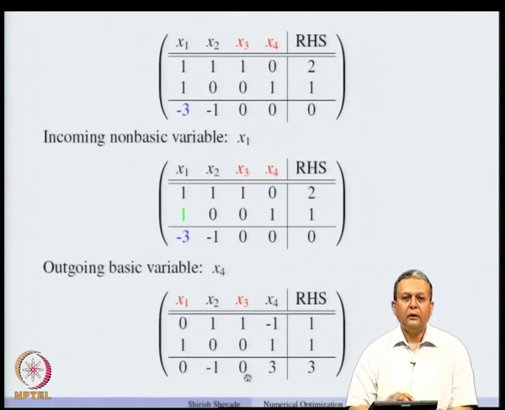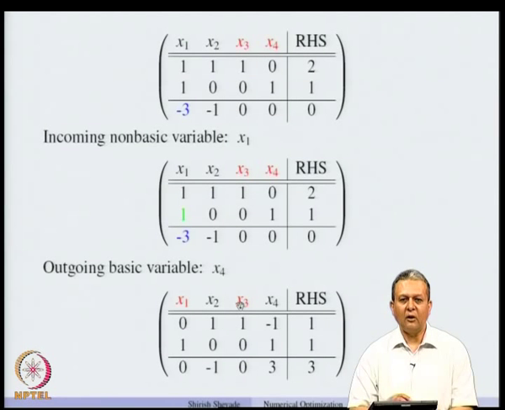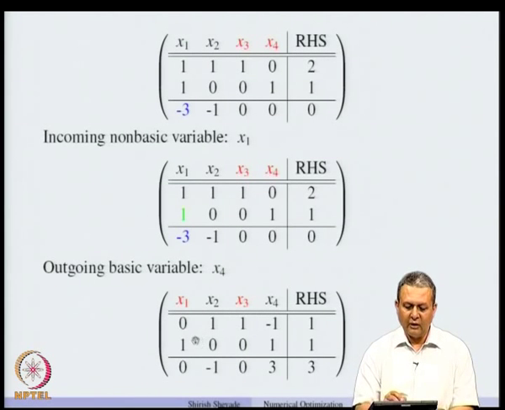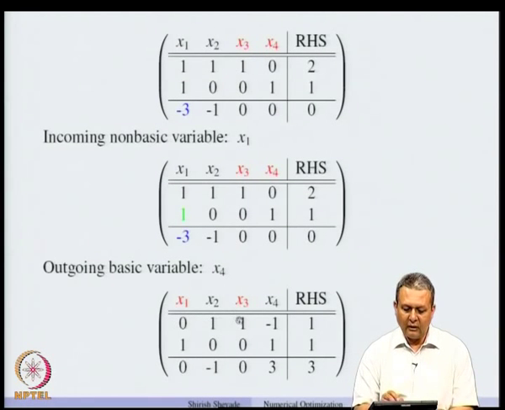Now, if we look at the identity submatrix in this, you will see that we will get x1 and x3 as the identity submatrix of this, and which means that x1 and x3 are basic variables. The value of x3 is 1, value of x1 is 1, and x2 and x4 are non-basic. So, x3 remains basic, x4 which was basic earlier is now made non-basic, and x1 which was non-basic earlier is made basic.